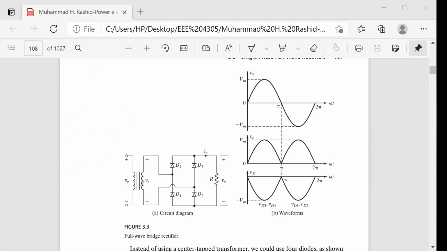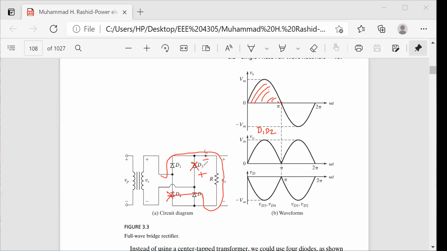When the voltage is positive, which diode should be conducting? Tell me by looking at your figure. So D1 and D2 should be conducting, and D3 and D4 will not conduct, right? It is open.